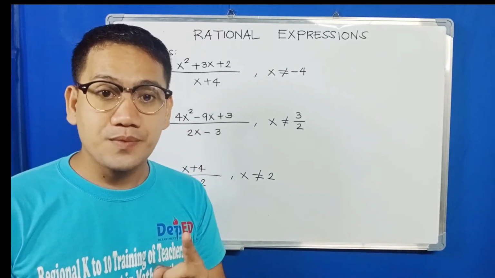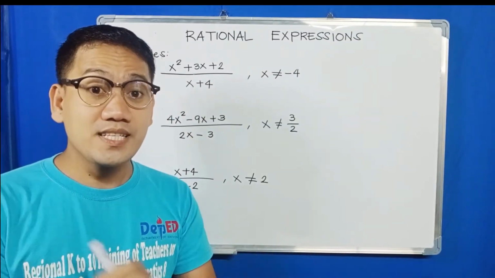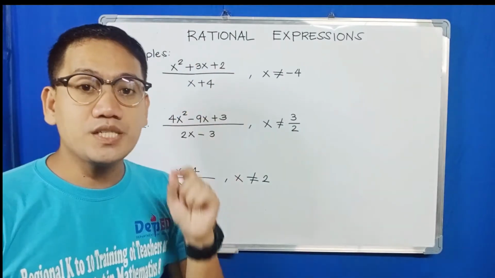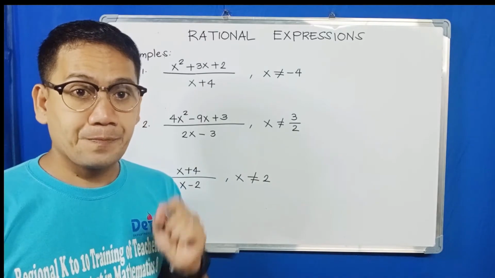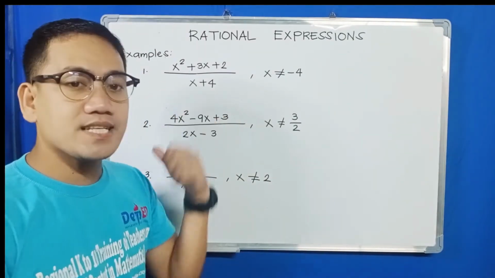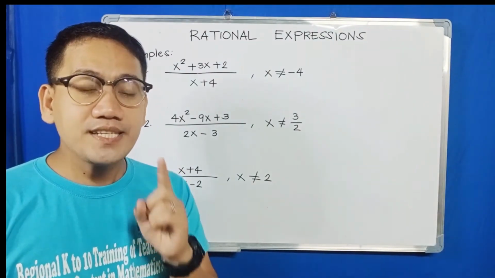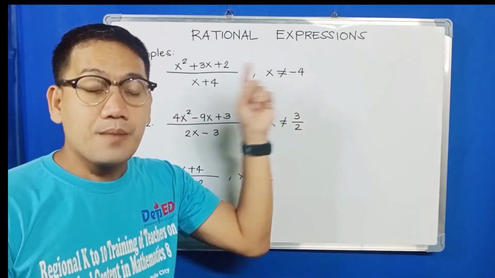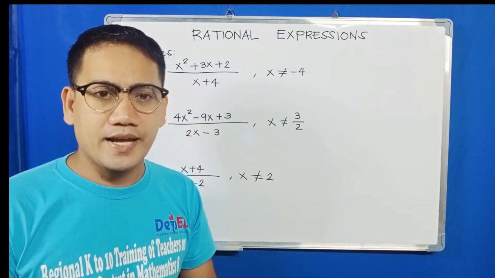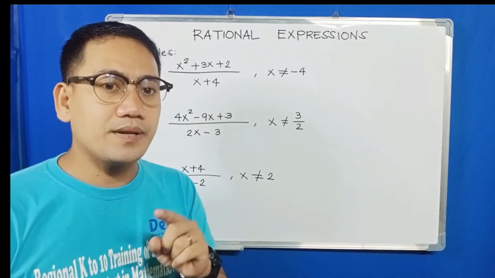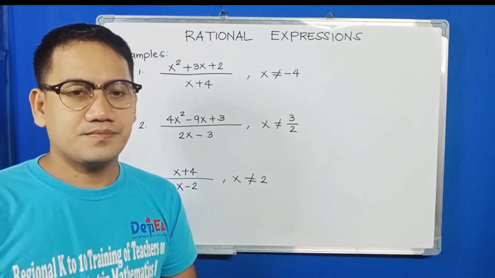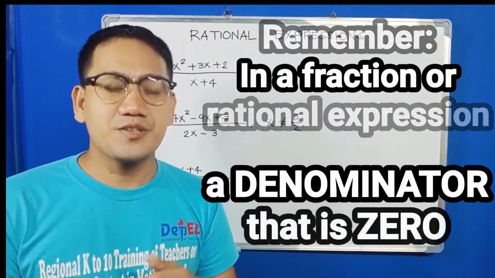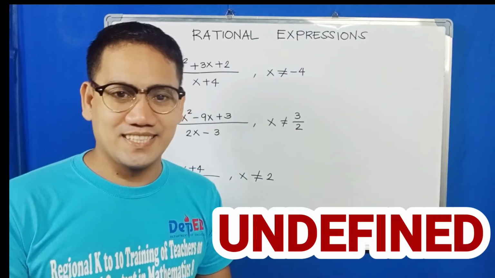In this certain expression, our numerator is composed of a polynomial x squared plus 3x plus 2, which is a quadratic expression. And our denominator is x plus 4. In our first example, remember that x must not be equal to negative 4. Because if our x will be equal to negative 4, it will lead us to a denominator which is 0. Remember, in a fraction or rational expression, a denominator that is 0 will be undefined.